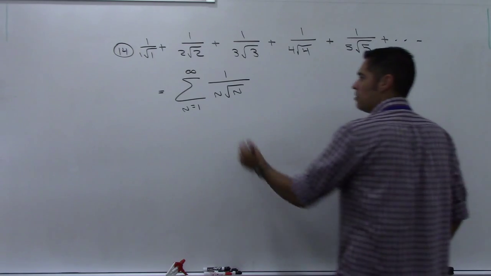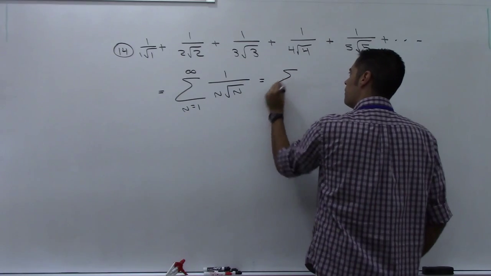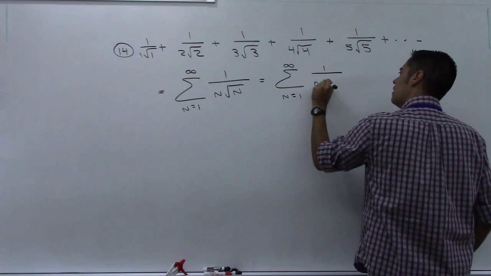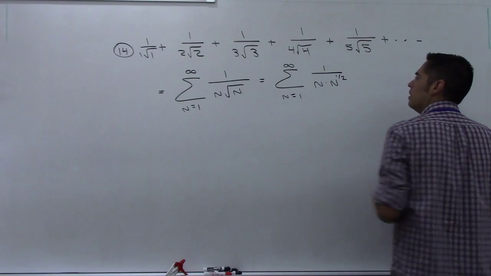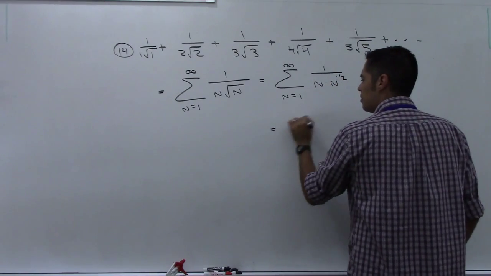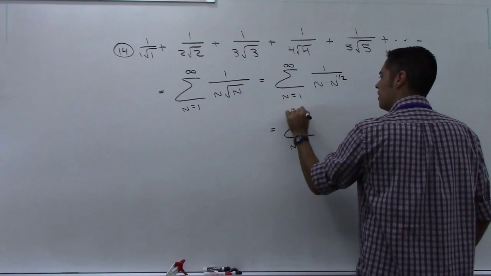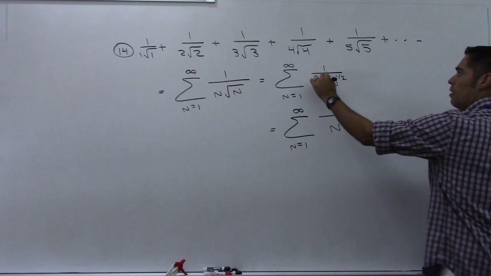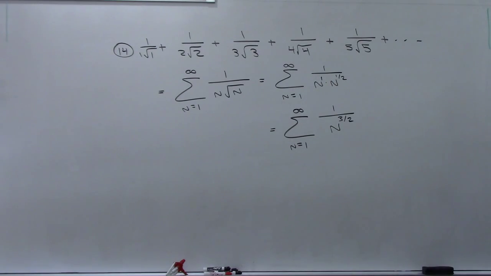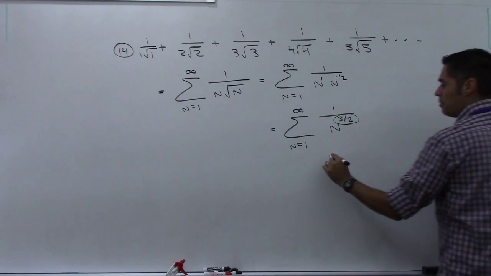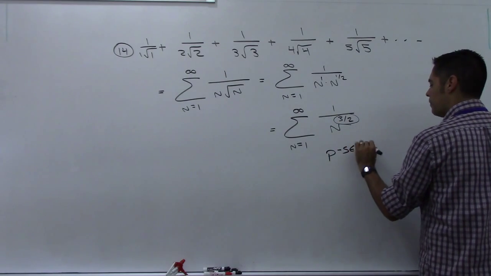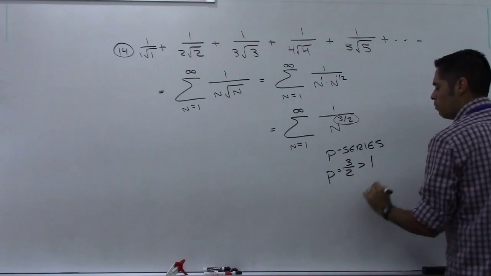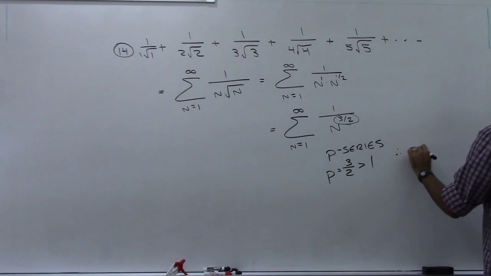So now let's just do some algebra. This is just sum n equals 1 to infinity of 1/n times n to the 1/2. That's what the square root means. And that's just sum n equals 1 to infinity of 1/n to the 3/2 when you add the exponents, right? 1 plus 1/2 is 3/2. And again now, this is a p-series. This is p being 3/2, which is greater than 1. Therefore, it converges.